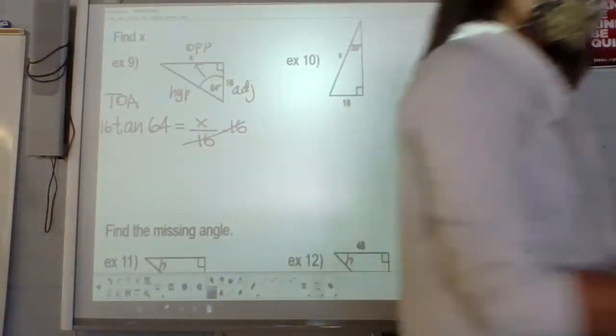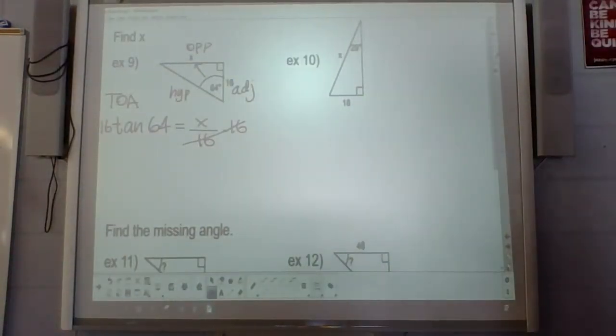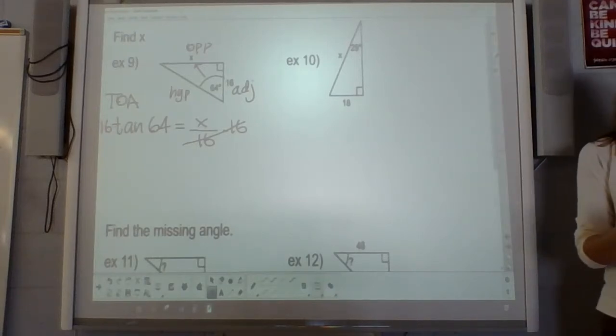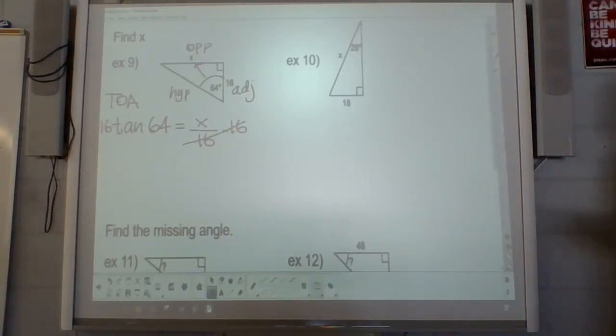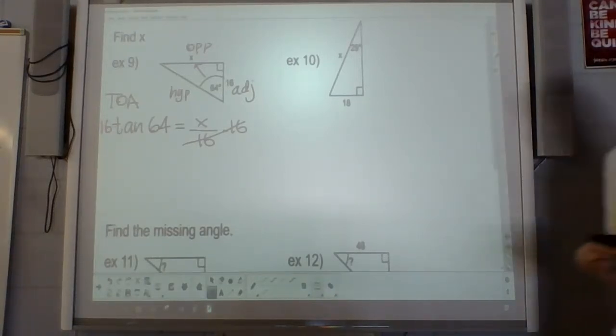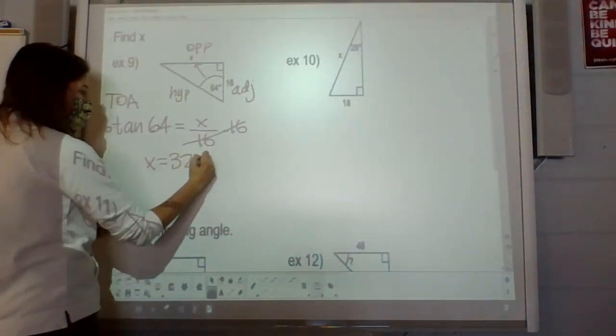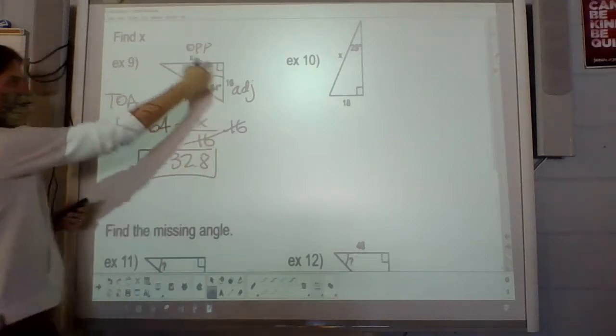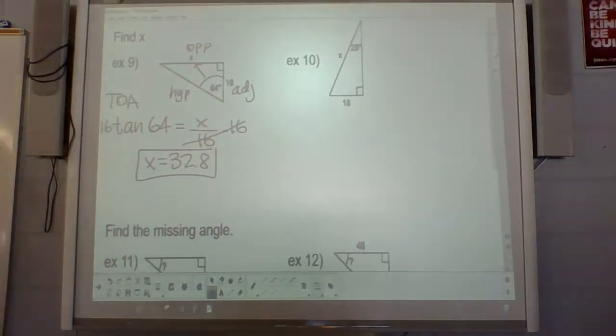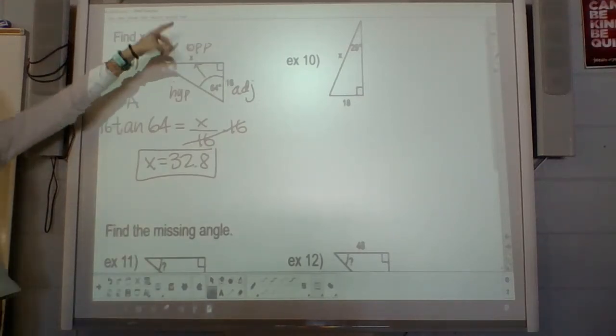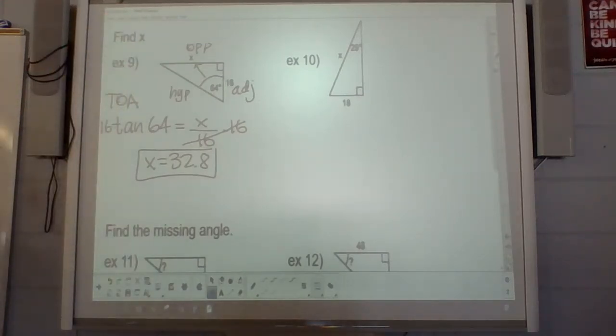And in this problem, that's all they want to know. They're not asking for any other angles, any other sides. They're just asking for that x. So we should get x is like 32.8. And that's our value of x up there. And again, look at it, make sure it makes a little bit of sense. This is the bigger angle. It should be a bigger side, so it makes sense.